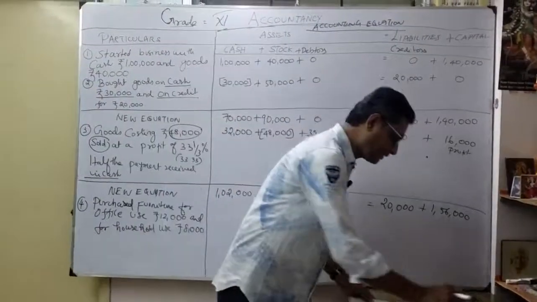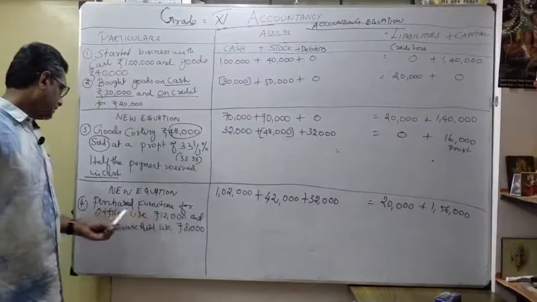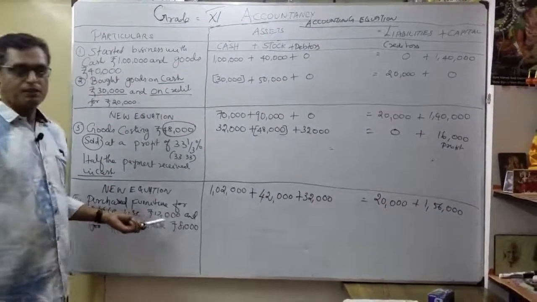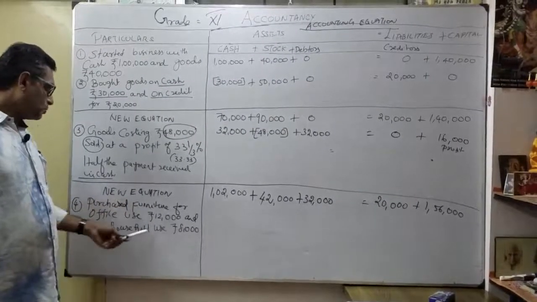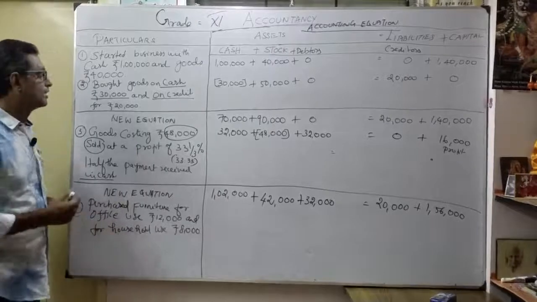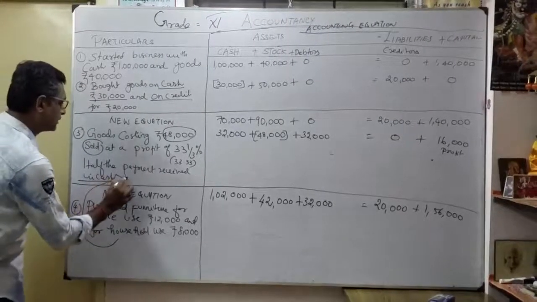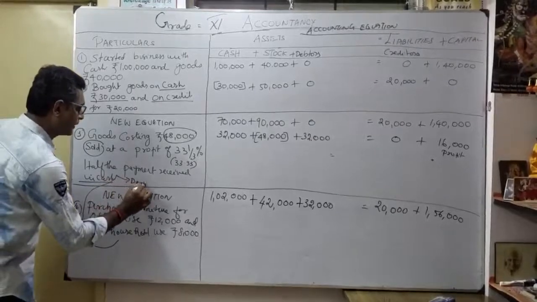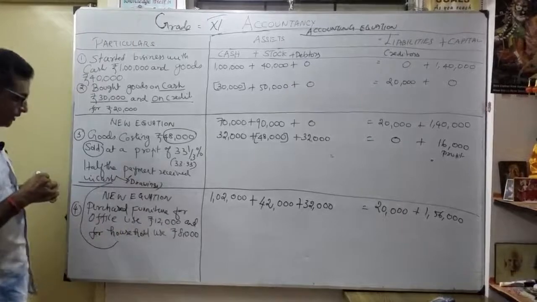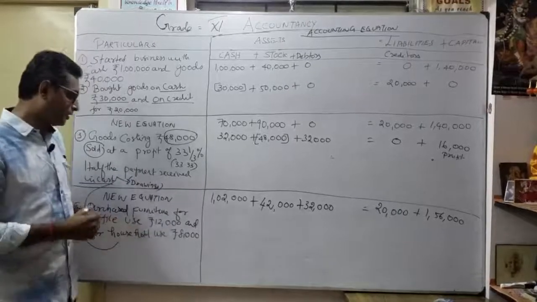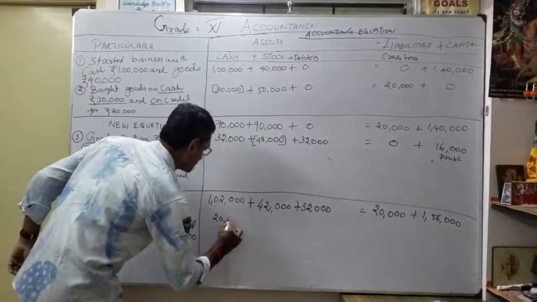Here, see, very interesting what they said. Purchase furniture for office use 12,000. Okay, so naturally cash gone out. Similarly, for household use, what is household use? It is nothing but drawings, correct? We already discussed it. For personal use. This is called personal use. So naturally how much cash reduced? Here cash, 20,000 reduced.